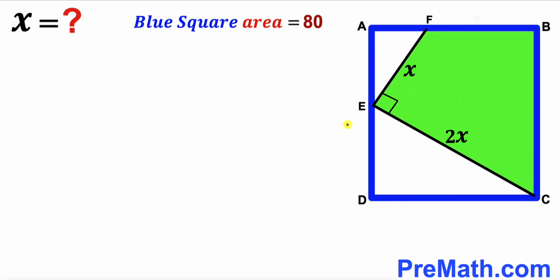In this video, we have this blue square ABCD along with the segments EF and EC, as you can see in the given diagram, such that angle CEF is a 90 degree angle. Segment EF is represented by x, and likewise segment EC is represented by 2x. Furthermore, the area of this blue square is given as 80 square units, and our task is to find the value of x.